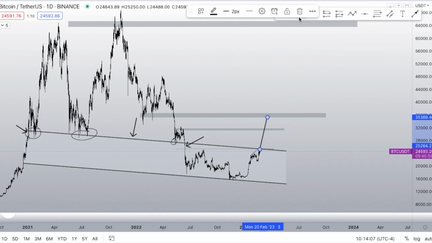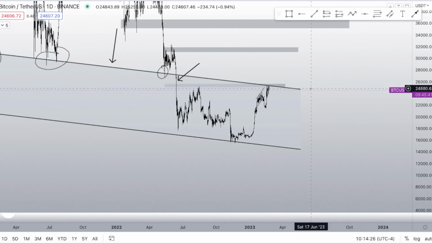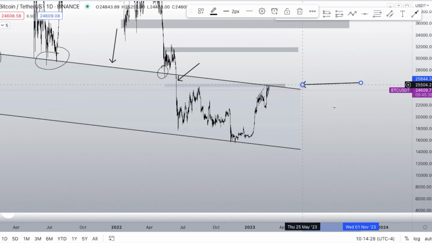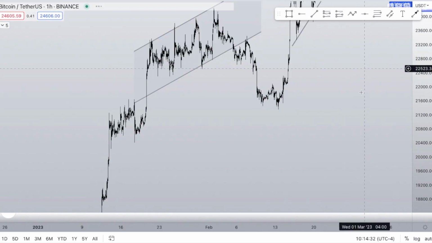But guys, keep in mind, in order for us to have this approach, we need to break this structure. And for the meantime, we are at resistance. So that means we are still looking to sell. Let's go to a lower time frame like the hour. And when we go towards the hour, I do see these patterns right here.